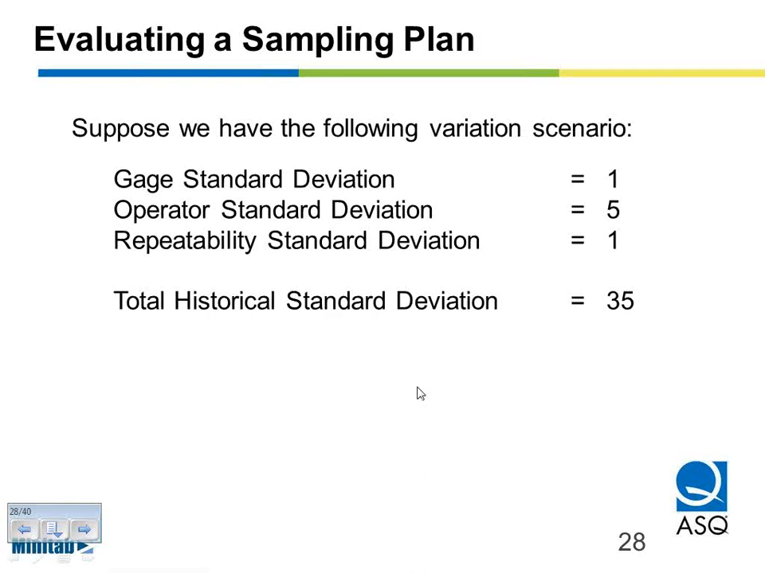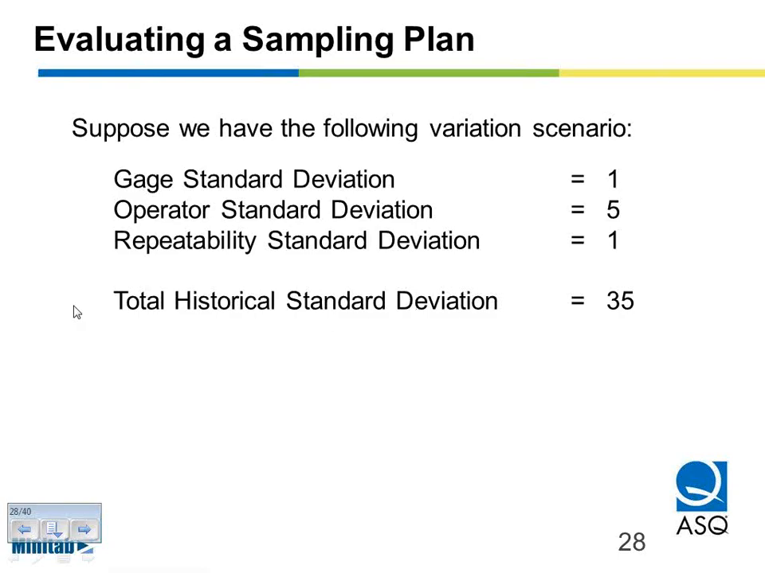In order for us to compare a couple of plans, we have to have our known values. So we're going to start out with a system where we set the values as follows. We're going to give the Gage standard deviation a low value of 1. We're going to give the operator standard deviation a high value of 5. We're going to give the repeatability within an instrument a value of 1 for our standard deviation, and then we'll put our historical standard deviation at 35.